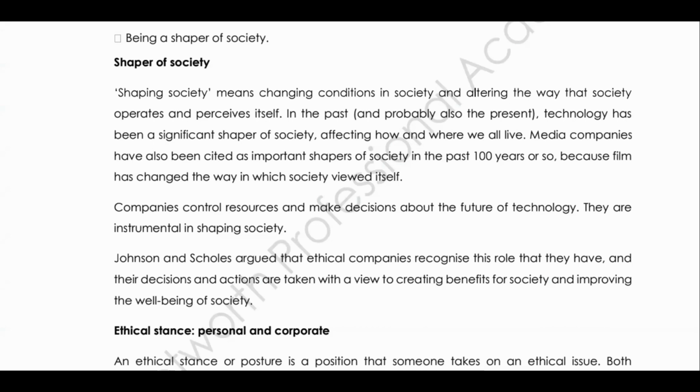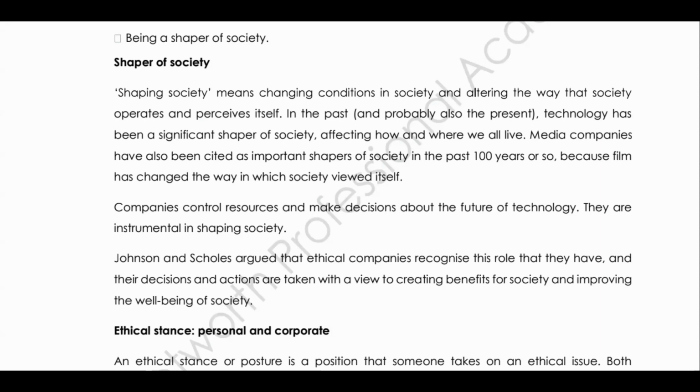It affects how we live, how we perceive things. Without technology, we would not even be okay with people being gay and all of that. You probably might not even know that people are gay, or you would not be able to openly admit that somebody is gay. Besides that, as a shaper of society, companies are expected to be instrumental in shaping society, because they make decisions as to the future of technology, and that makes them instrumental in shaping the society.